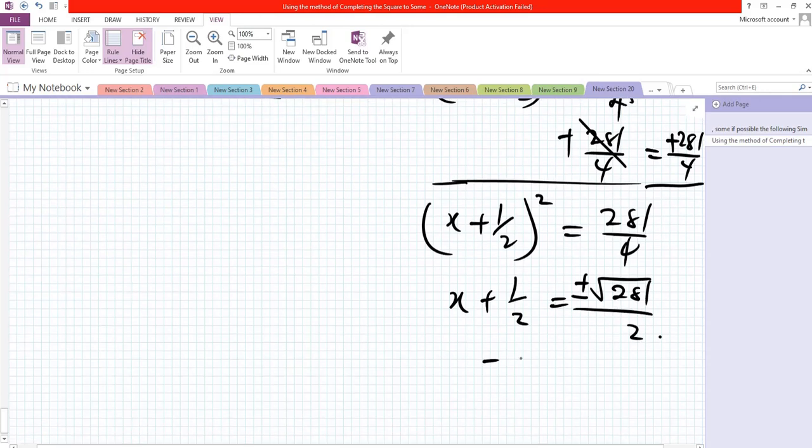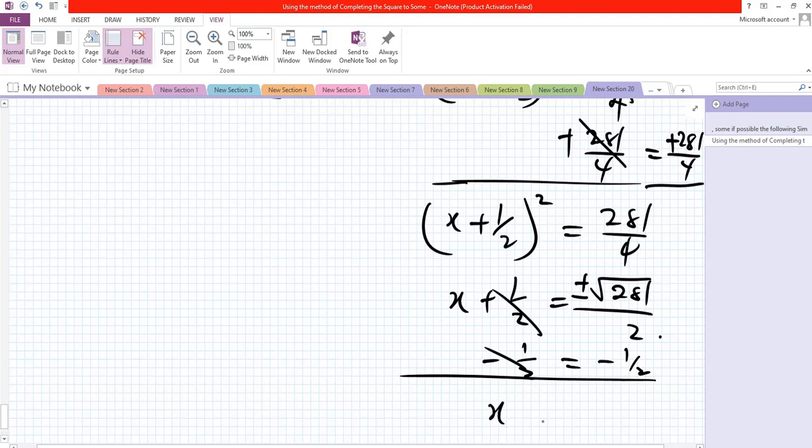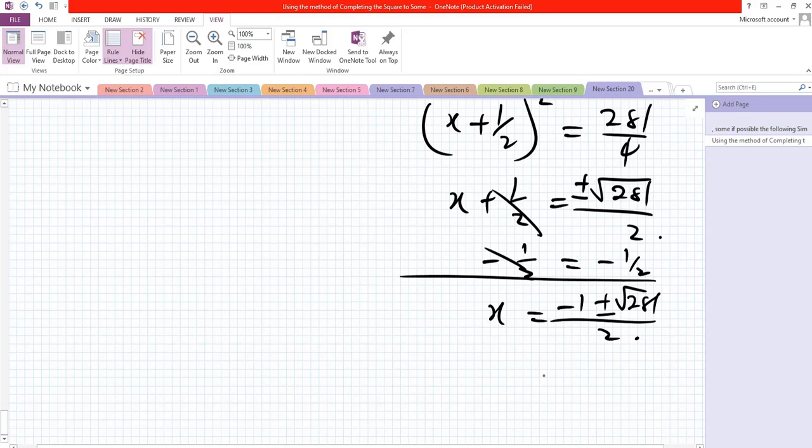So if you add minus 1 over 2 to both sides, this will cancel out this. You are left with x equal to minus 1 over 2 plus or minus square root of 281 all over 2. So your x will be minus 1 minus square root of 281 all over 2, or minus 1 plus square root of 281 all over 2.